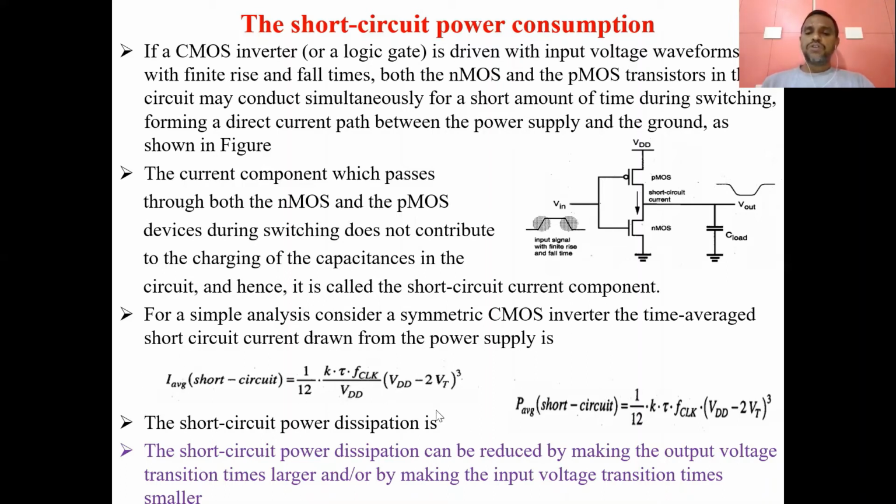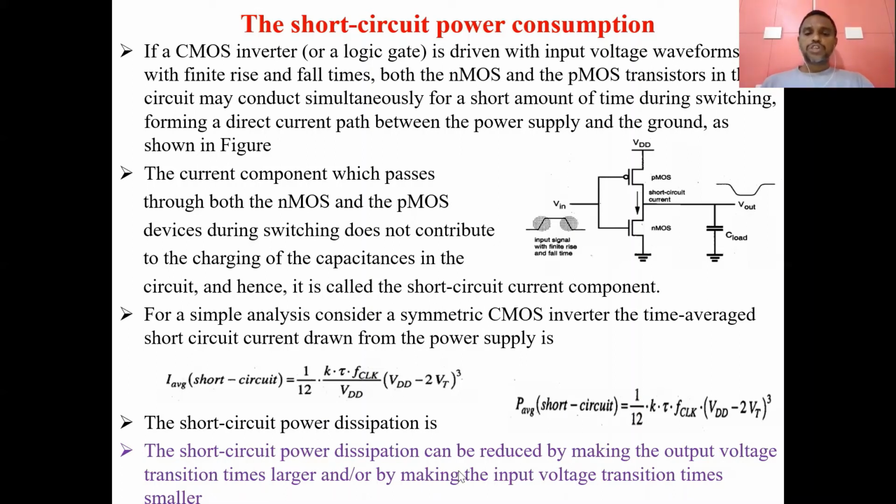And if you consider the average power consumption of short circuit power consumption, that equation is equal to 1/12 K tau F clock VDD (VDD minus 2 VT) whole cube. Okay, so here what we will consider is that Kn and Kp are both equal, and at the same time tau p and tau n we will also consider as equal values, so that we get the average short circuit current component or the power consumption with these equations. Okay, now, how can we reduce the short circuit power dissipation?